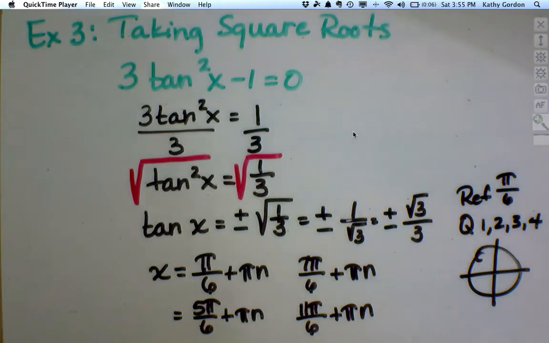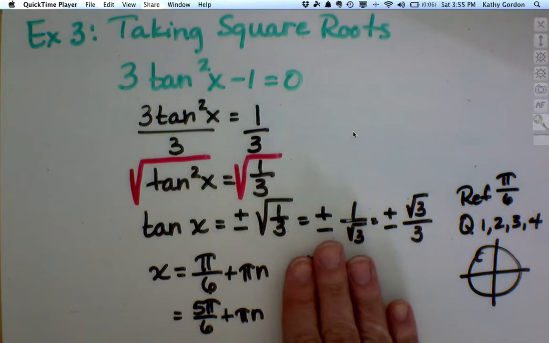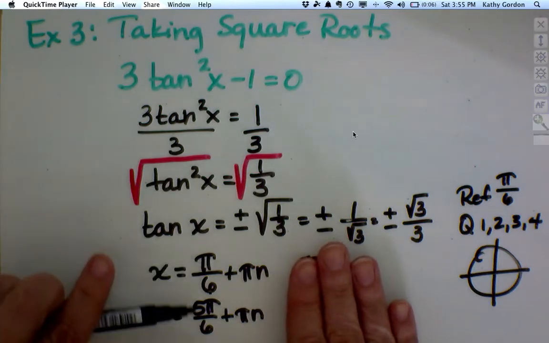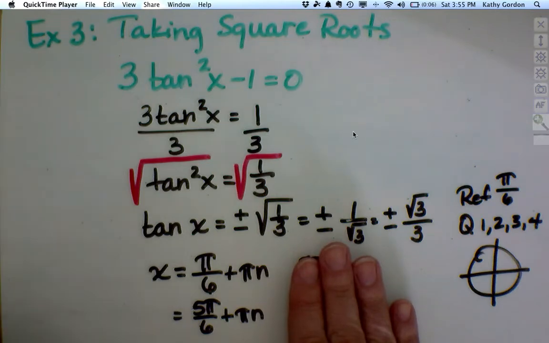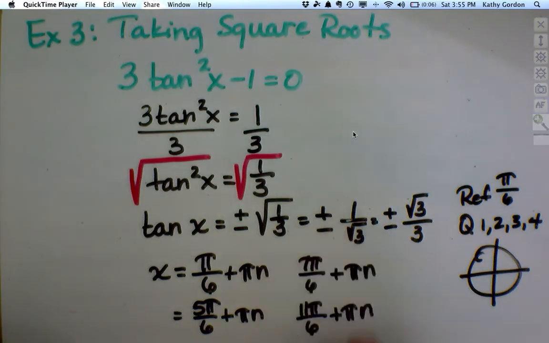Now you may realize here that if I take pi over 6 and add 1 pi to it, I get 7 pi over 6. So if you want to take these two out, because these two already include those answers in them, you are totally welcome to do that. But if you just want to make sure you've got everything covered, having all 4 of these is also totally fine.